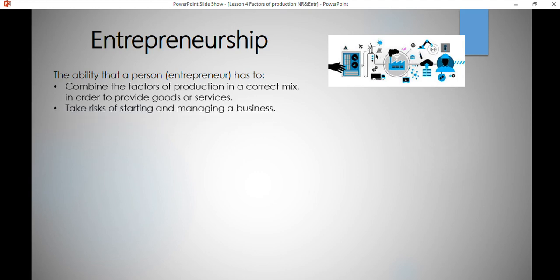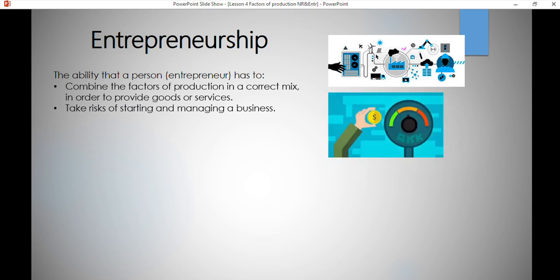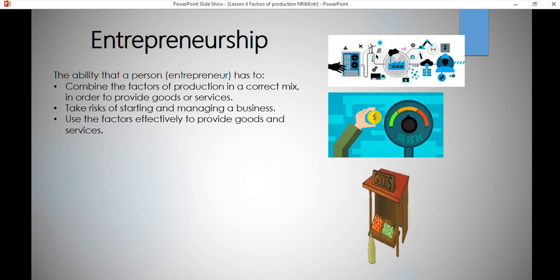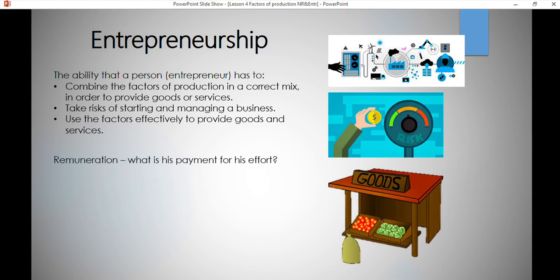Okay, he will take a risk of starting and managing a business. That is a big one. If you're not willing to take a risk, you will not make any money or profit. Okay, and then to summarize, he can use the factors effectively to provide goods and services. So what is his remuneration? What is his payment for all of his effort? The answer is clearly profit.